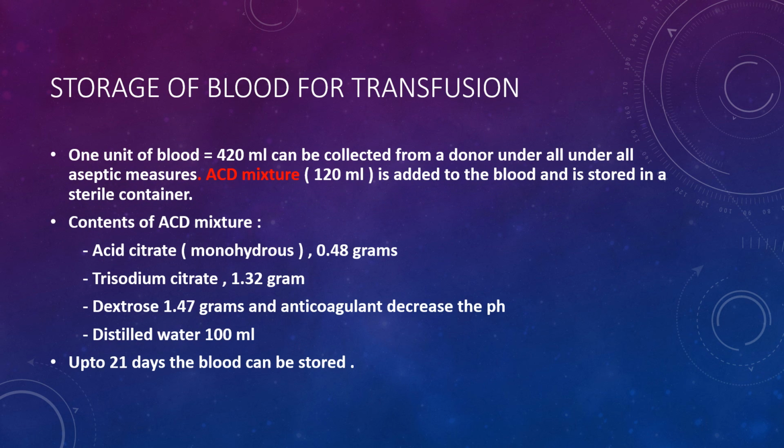Storage of blood for transfusion: 1 unit of blood, 420 ml, can be collected from the donor under all aseptic precautions. ACD mixture, 120 ml, is added to the blood and is stored in a sterile container. What are the contents of ACD mixture? Acid citrate monohydrate 0.48 grams, trisodium citrate 1.32 grams, dextrose 1.47 grams, and the anticoagulant decreases the pH. Distilled water is 100 ml. Up to 21 days, the blood can be stored.